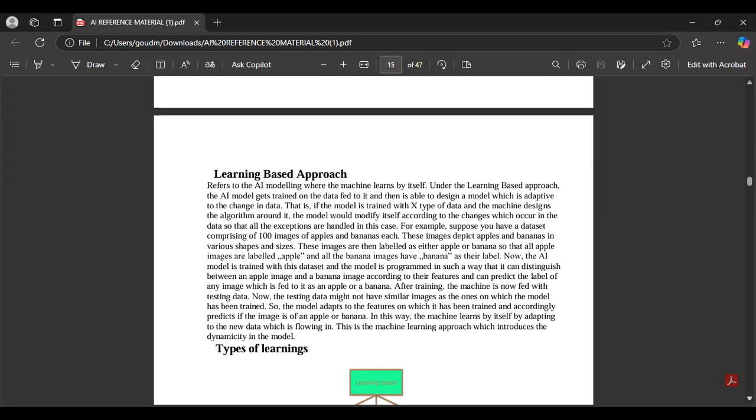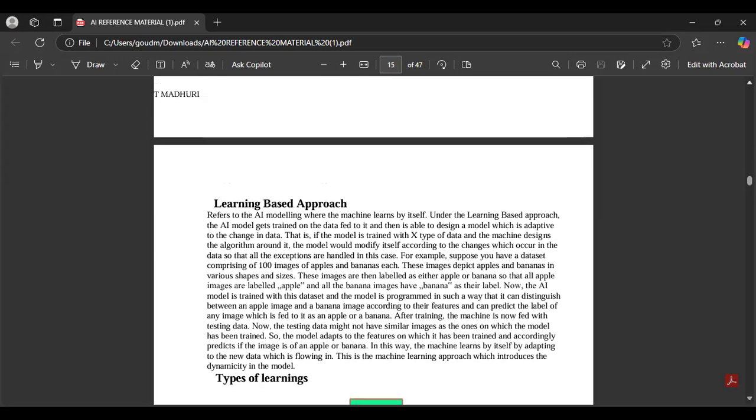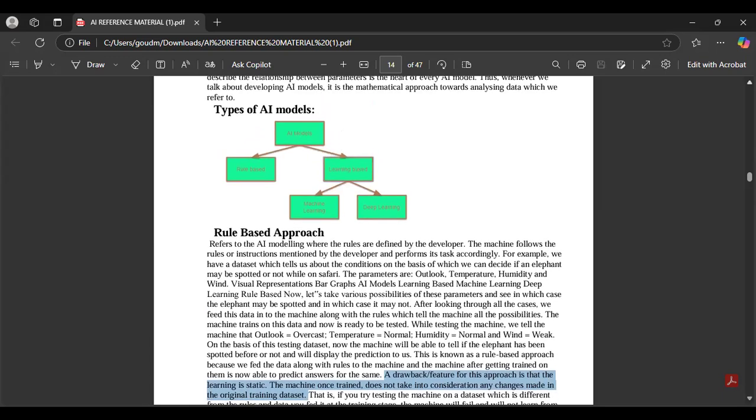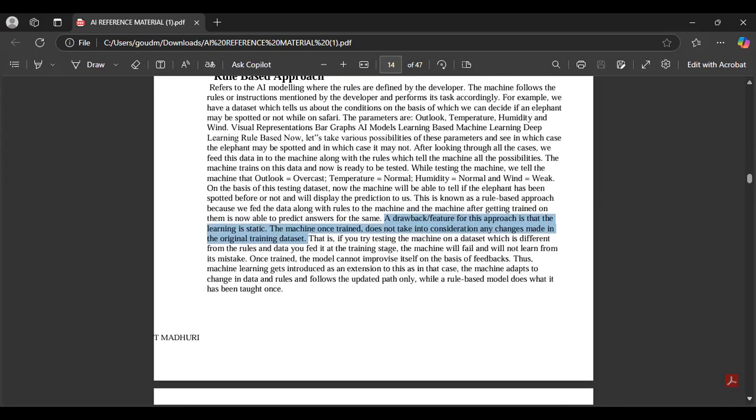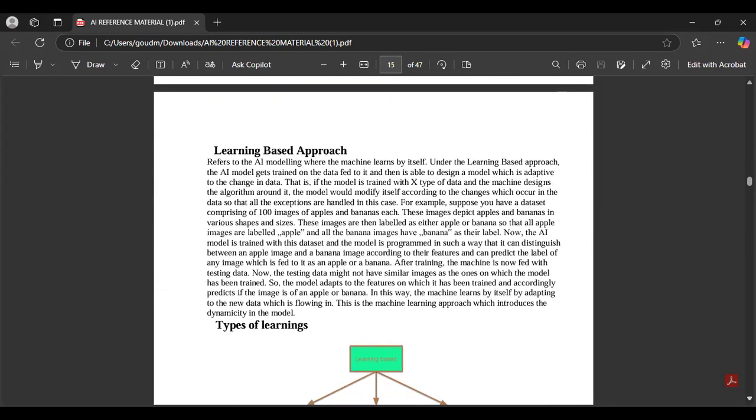So this rule based and learning based approach comes under modeling. Modeling definition you have to write, and you have two types of approaches. AI models are rule based and learning based. Rule based works with the rules which were created by the developer, and here the drawback is that it is static. Whatever we train, only to that it can predict. Here the training and testing data both should be the same, then only it can give the correct information, children. Learning based approach is adaptive, it can adapt to the changes. So here the training and testing data can be different, and it can still predict the answer.